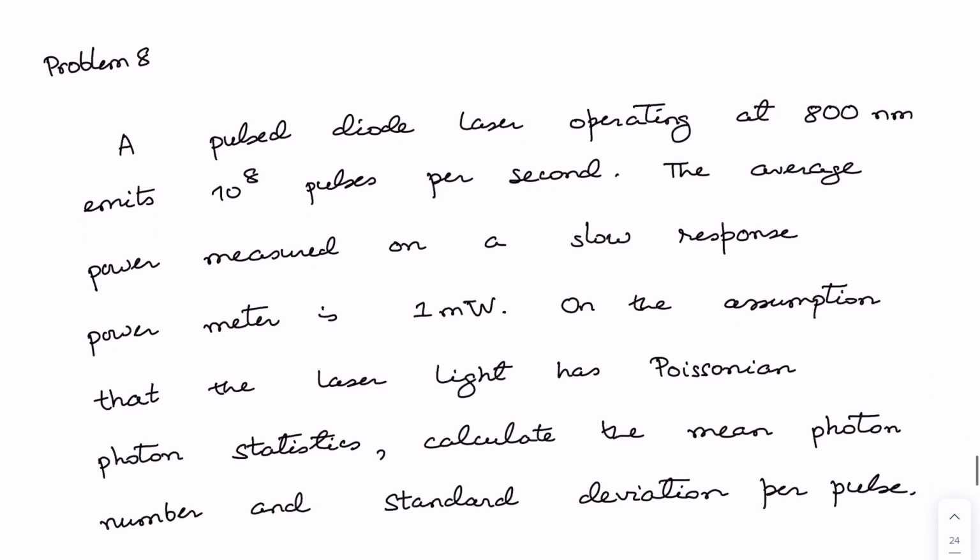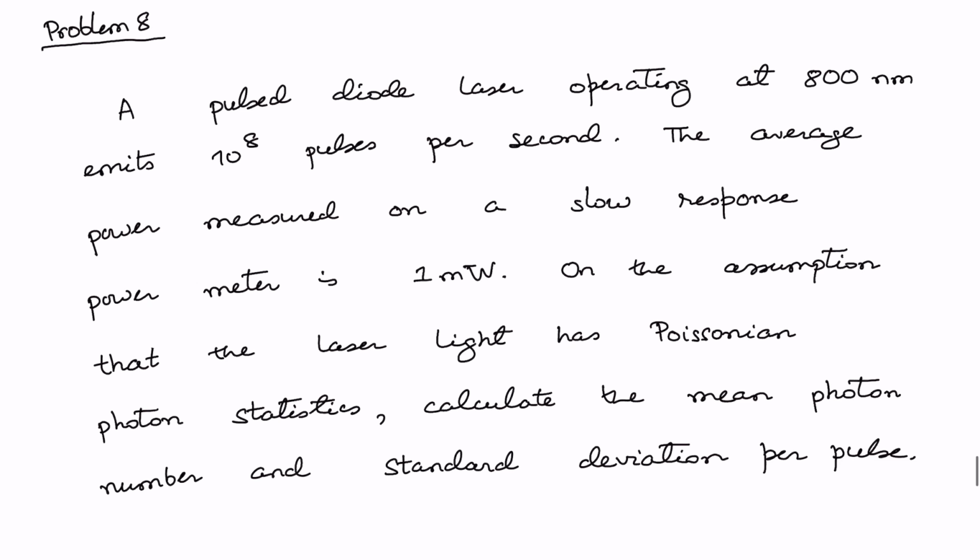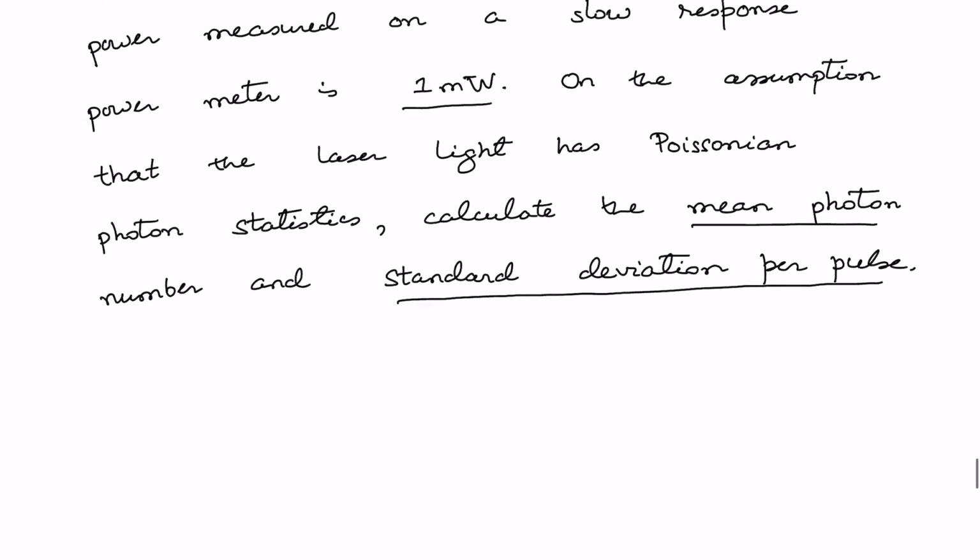Let's now work out this problem. Problem number 8. A pulse diode laser operating at 800 nanometer emits 10 to the power 8 pulses per second. The average power measured on a slow response power meter is 1 milliwatt. On the assumption that the laser light has Poissonian photon statistics, calculate the mean photon number and standard deviation per pulse. Okay, let's do it.